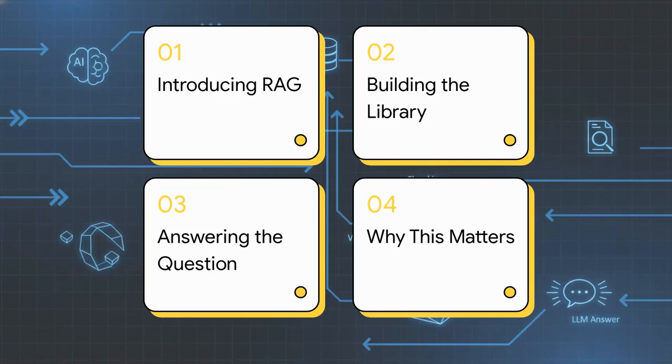So how do we fix this? Well, that's exactly where RAG comes in. We're going to walk through what it is, how to build its two main pipelines, and really understand why it's such a game changer for making AI something we can actually rely on.